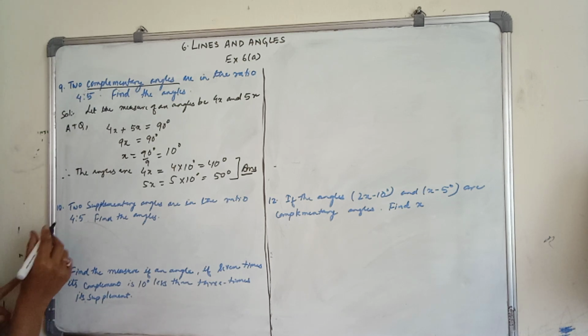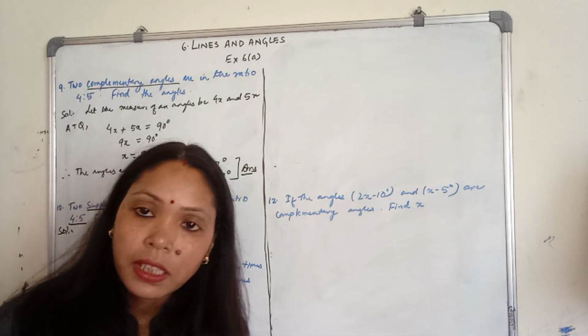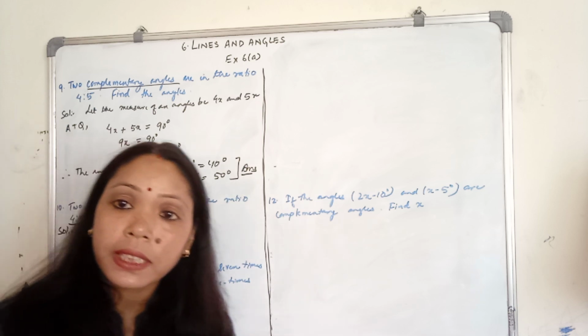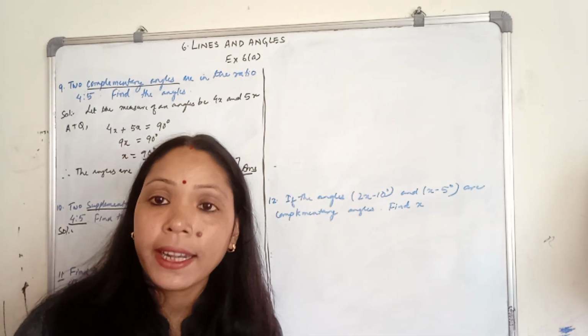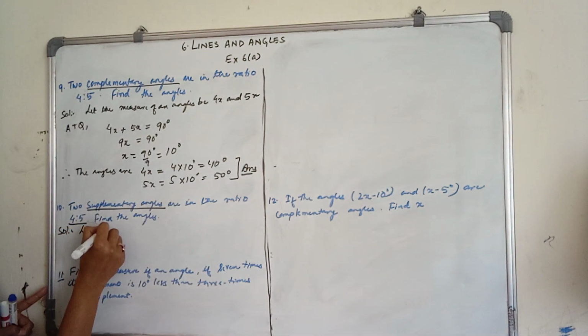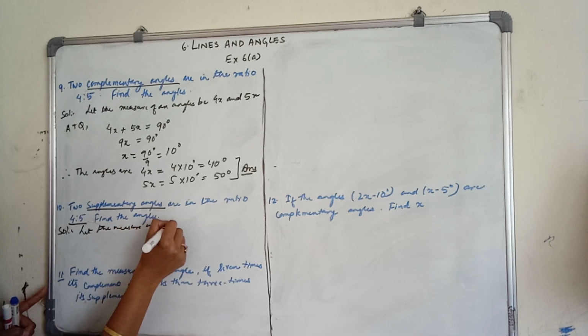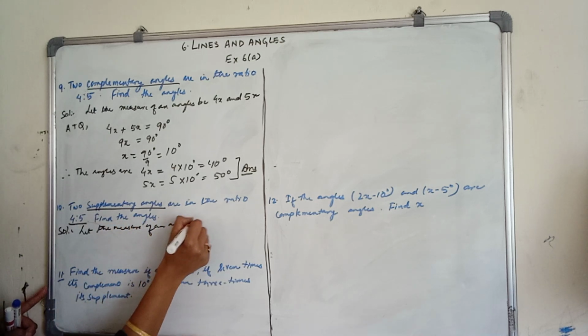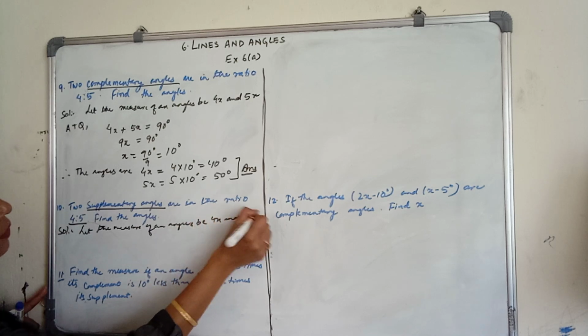Now question number 10. Same way, the ratio is given, but this is for supplementary angles. So for supplementary angles, what is the sum? Yes, exactly, it is 180 degree. So what you have to write? Let the measure of the angles be 4x and 5x.